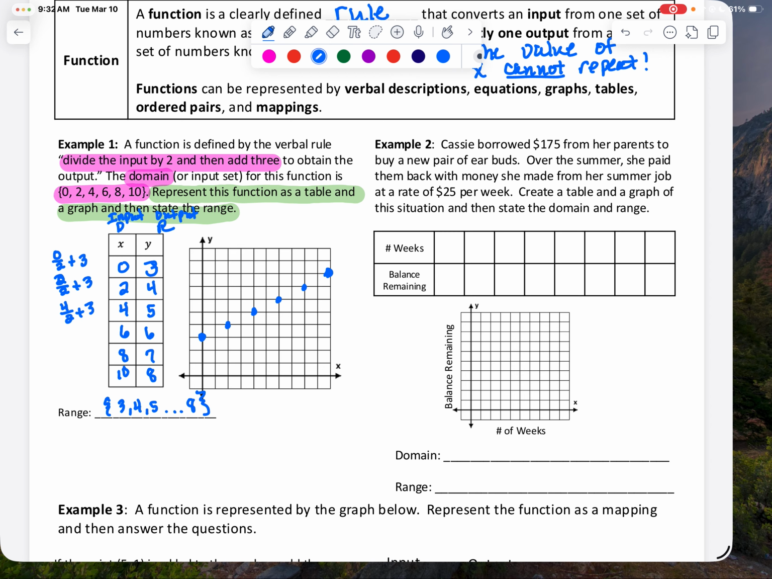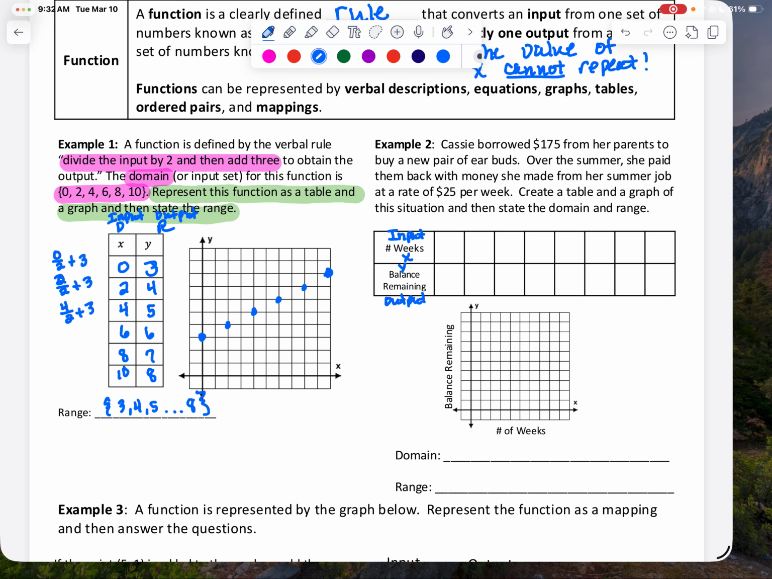All right. In example 2, Cassie borrowed $175 from her parents to buy a new pair of earbuds. Over the summer, she paid them back with money she made from her summer job at a rate of $25 per week. Create a table and a graph of this situation and then state the domain and range. So when you're creating a table, your top row is always your X or your input. Your bottom row is your Y or your output.